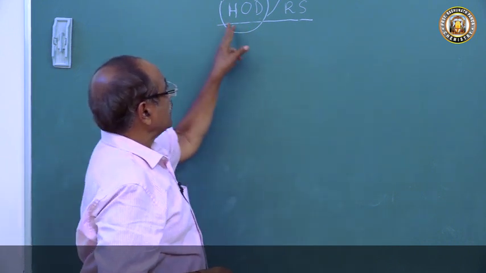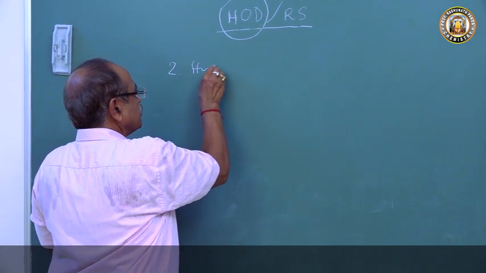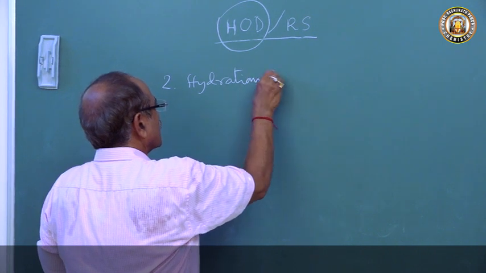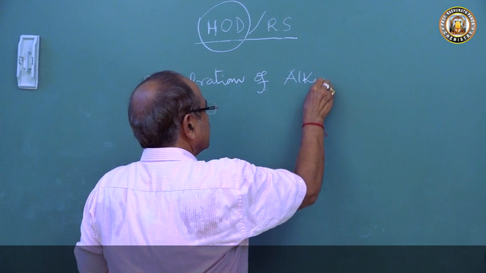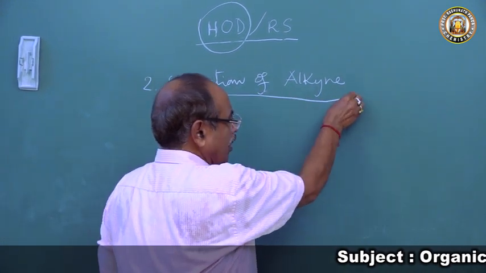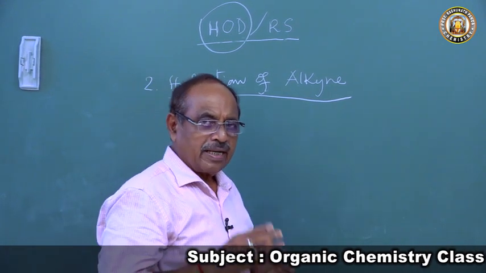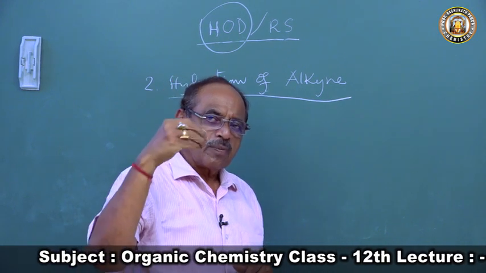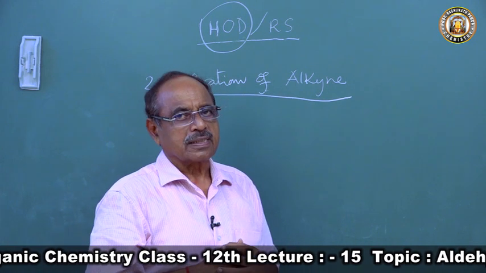Now we will come to then H. The second method is hydration of alkyne. What is hydration? The addition of a molecule of water. Hydrolysis is adding water, breaking a molecule. Hydration is where a molecule of water will be added to the compound. The molecule will accept that molecule of water.